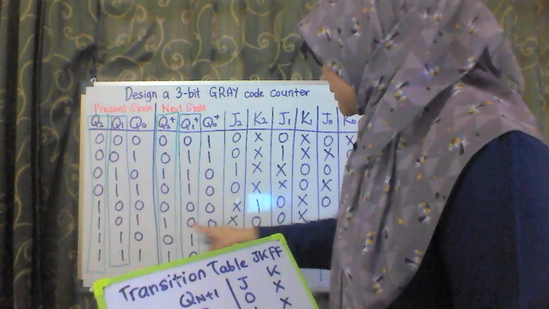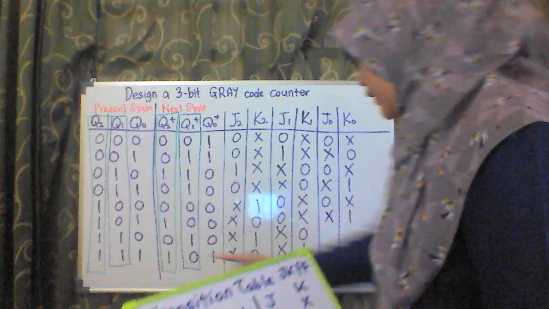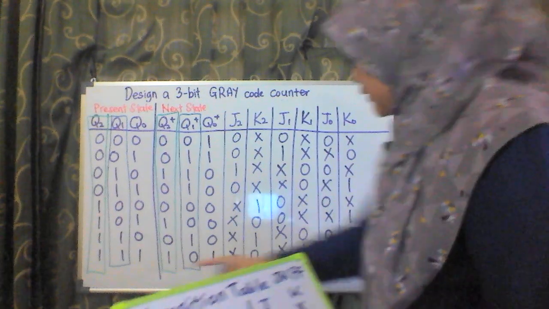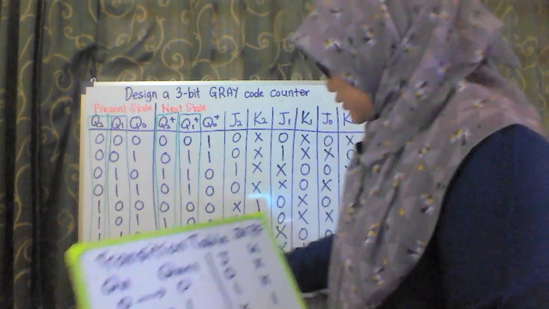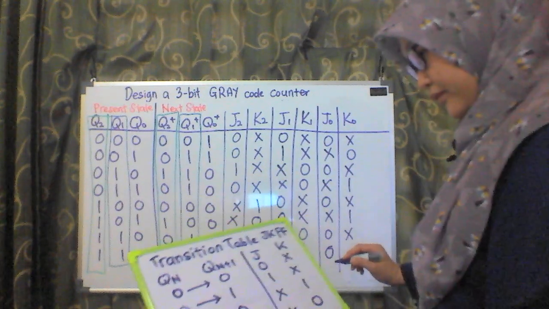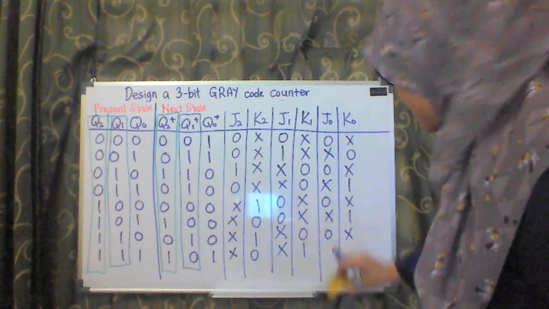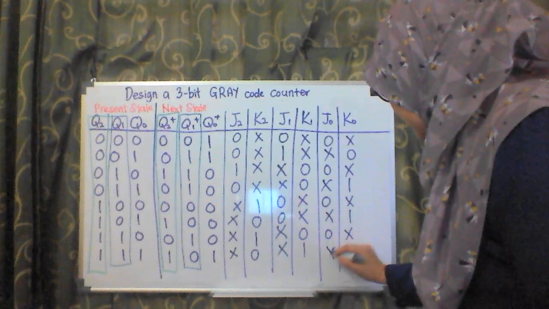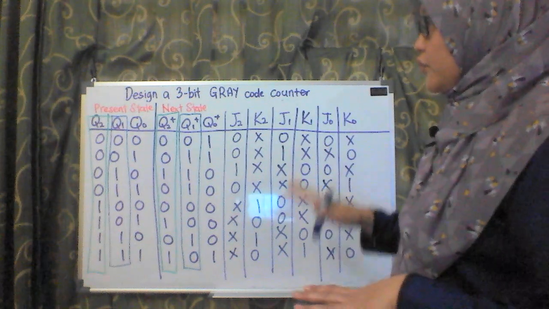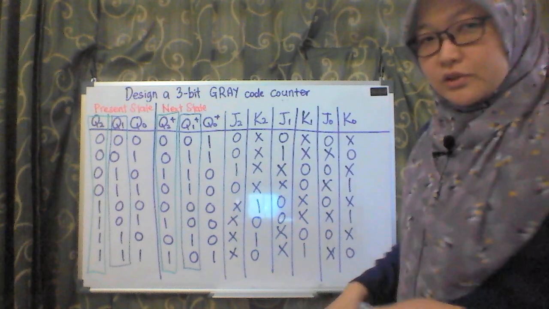Okay, 1 to 0, the next state of 0, 1 to 0 is X and 1. 0 and the next state is 0, 0 and X. Lastly, 1 to 1, it is X and 0. 0 to 0, 0 and X. 1 to 1 is X and 0.